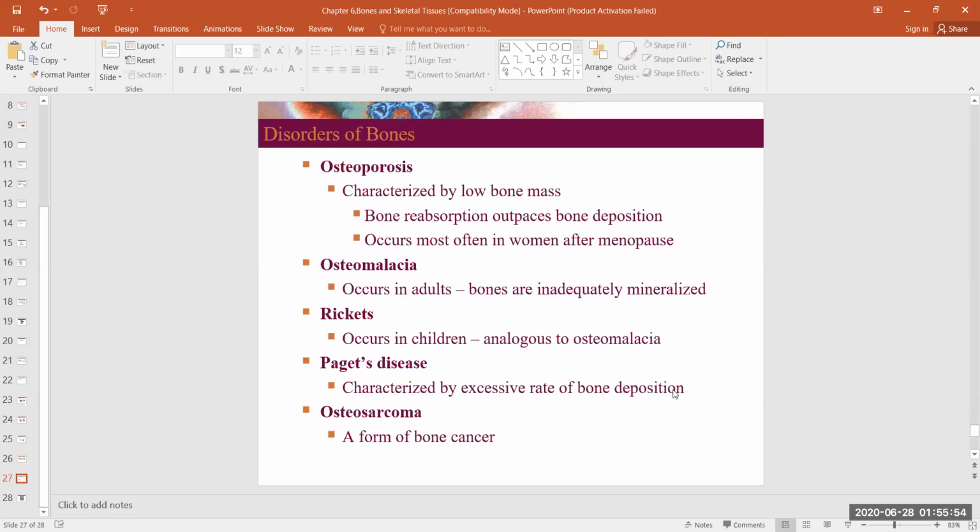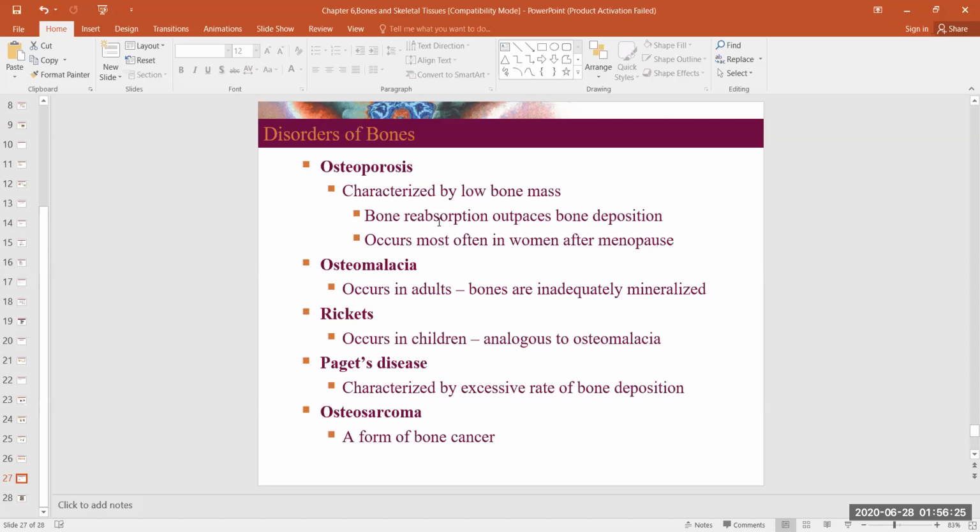Okay, now some of the disorders of the bones, we're not going to go into detail, but just a definition. Disorders of the bones: osteoporosis, osteomalacia, rickets, Paget's disease, and osteosarcoma. Osteoporosis is characterized by low bone mass, meaning the mass of the bone is less, because bone resorption outpaces bone deposition. So the function of osteoclasts is more compared to the function of osteoblasts.